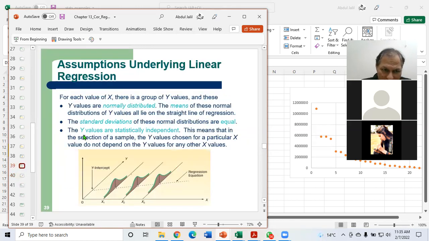And third, the y values are statistically independent, meaning any value of y is not going to be affected by x1. That is not going to be dependent on x2, the y values connected with x2 or the y values connected with x3, right? This means that in the selection of a sample, the y values chosen for particular x values do not depend on the y values for any other x values.